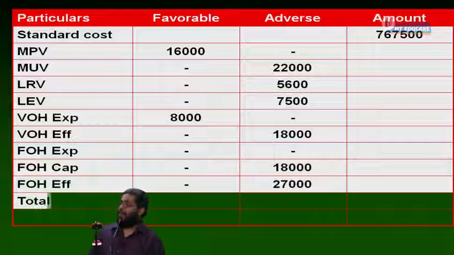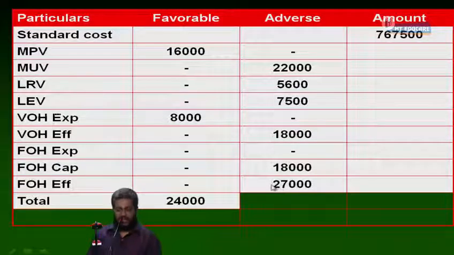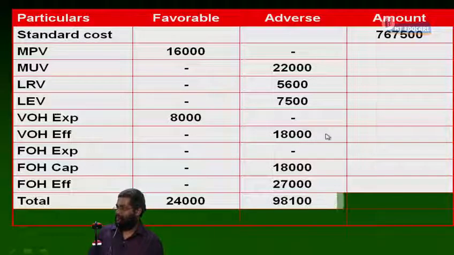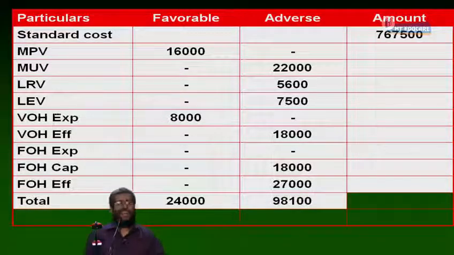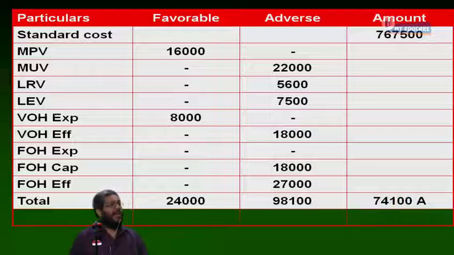Now, tell me what is the favorable variance total? 24,000. Adverse variance total is 22,000 plus 5,600 plus 7,500 plus 18,000 plus 18,000 plus 27,000. I am not dictating to you. Do it. Tell me what is the number? 98,100. Net favorable or net adverse? How much net adverse? 74,100.